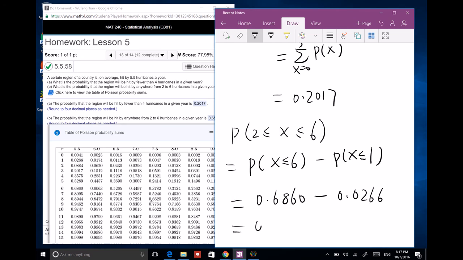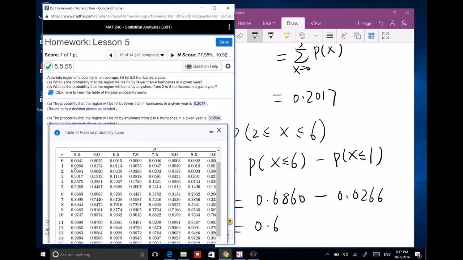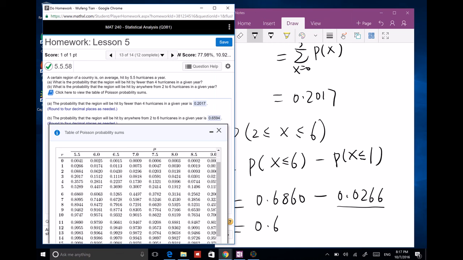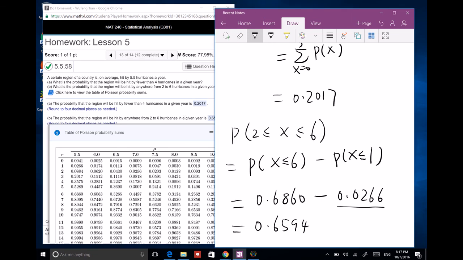Mu is still 5.5, the first column. So R equals 1 is 0.0266, and R equals 6 is 0.6860. You subtract it, and it's 0.6594.